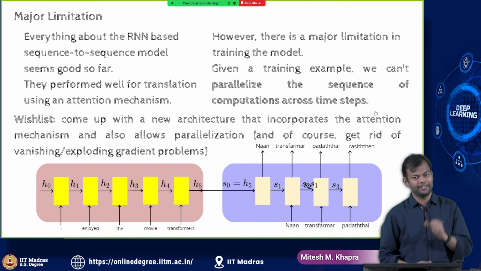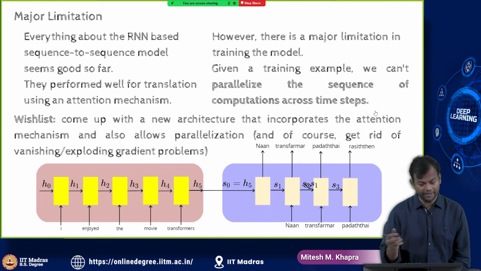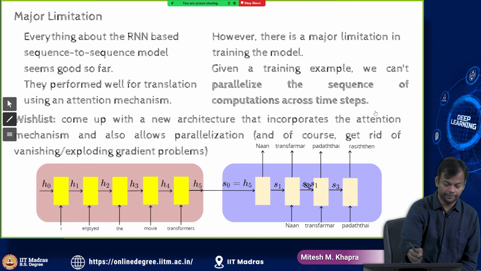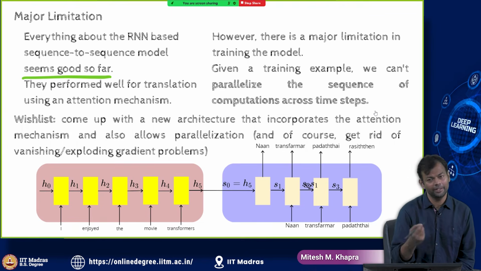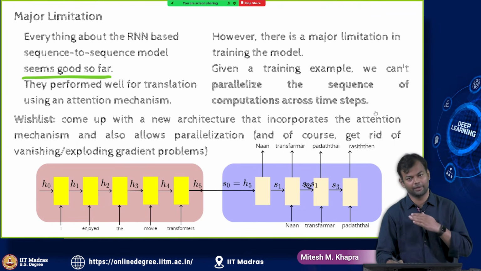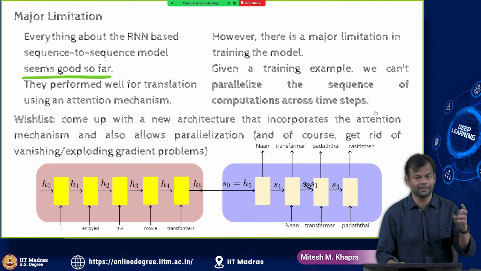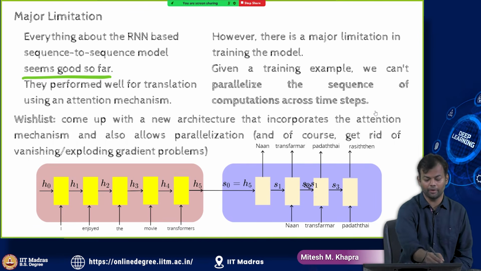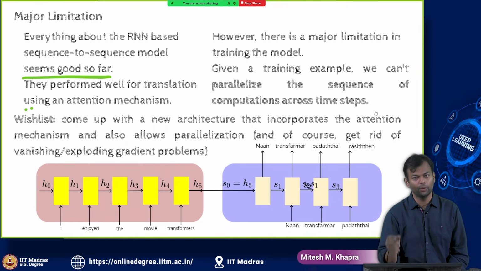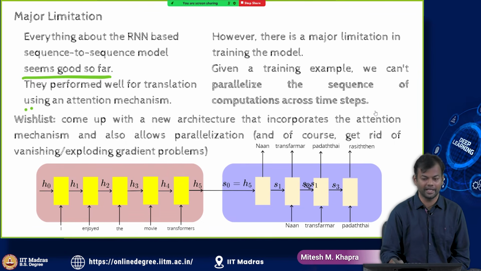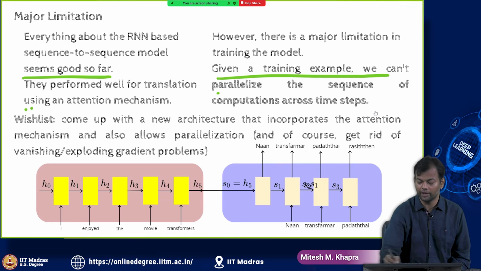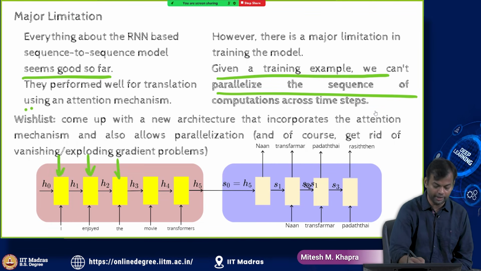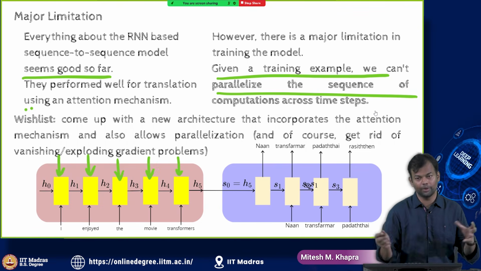So just to summarize the discussion so far, everything about the RNN model is good. What do I mean by that? We saw the architectures across papers, used for machine translation, summarization, video captioning, image captioning. They gave very good performance in a wide variety of tasks. The only issue is that given a training example, we cannot parallelize the sequence of computations, because each of these needs to be computed one at a time. I cannot compute all of them in parallel.